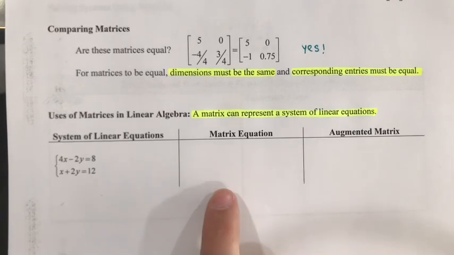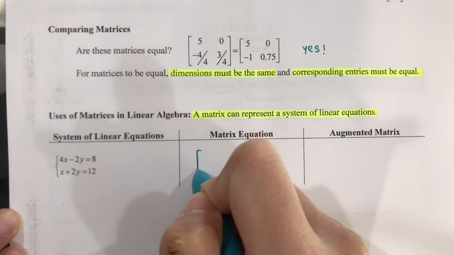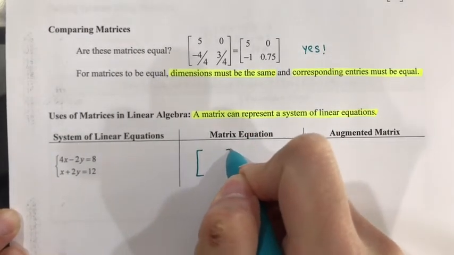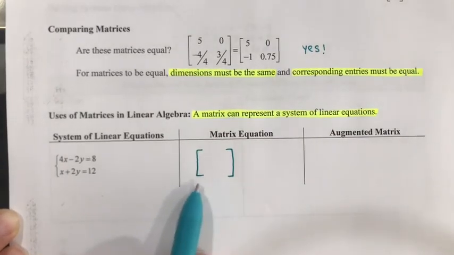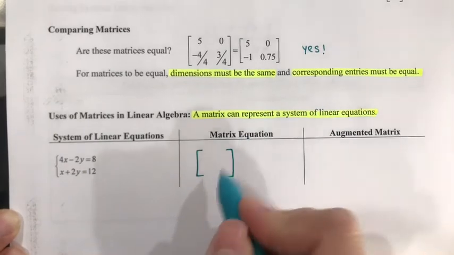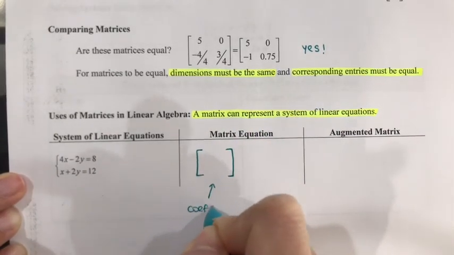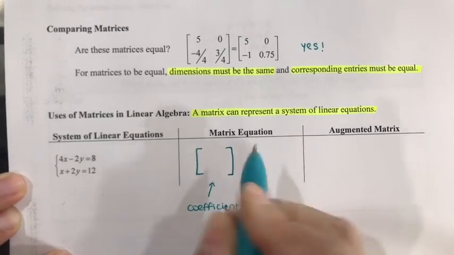The first method is called a matrix equation, and it looks a little something like this. Okay, so I'm gonna put a couple of brackets here. And what's gonna go into this matrix are all of the coefficients. I'm gonna call this the coefficient matrix.